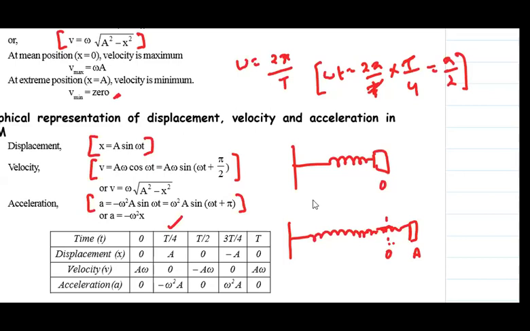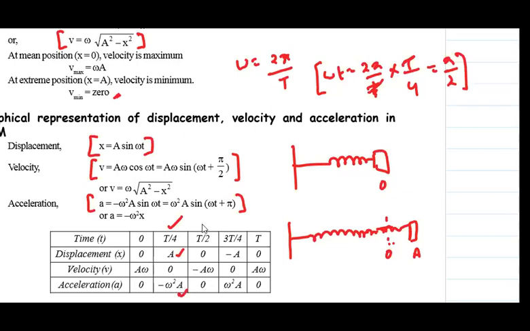So put pi by 2 over here. So if we put pi by 2, x is equal to a. Okay, very good. If you put pi by 2 over here, v is equal to 0, and acceleration is equal to minus omega square a. Clear? So I can say at extreme position, the displacement and acceleration are maximum, but velocity is minimum.